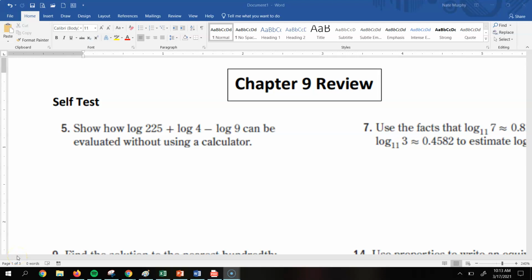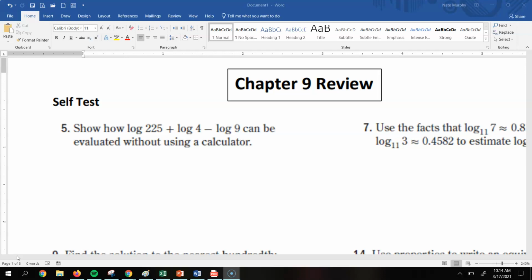All right, so let's have a look at this review. We're going to start with the self-test portion of the review section. It says, show how the log of 225 plus the log of 4 minus the log of 9 can be evaluated without using a calculator. So again, you're not just going to type in your work. I'm going to need to see how you would do this type of problem on the test.